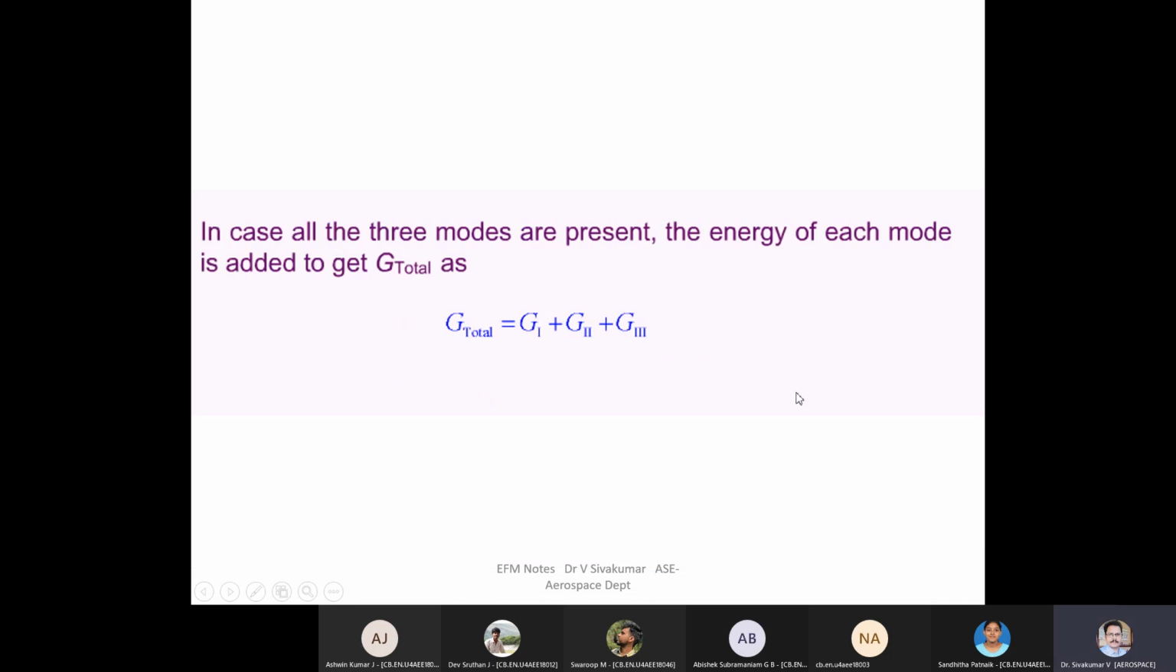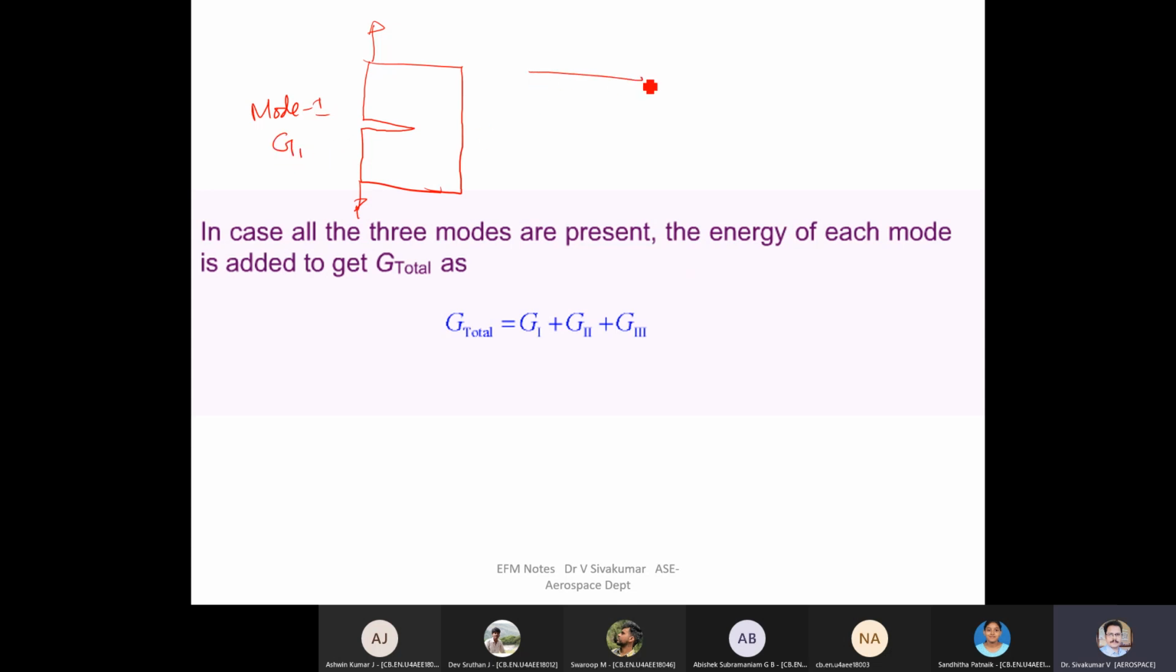Suppose in your analysis, if all the modes are present, then each mode is to be added. That is your G total. Suppose you have a crack like this. This is purely mode 1. This is completely ruled by G1.